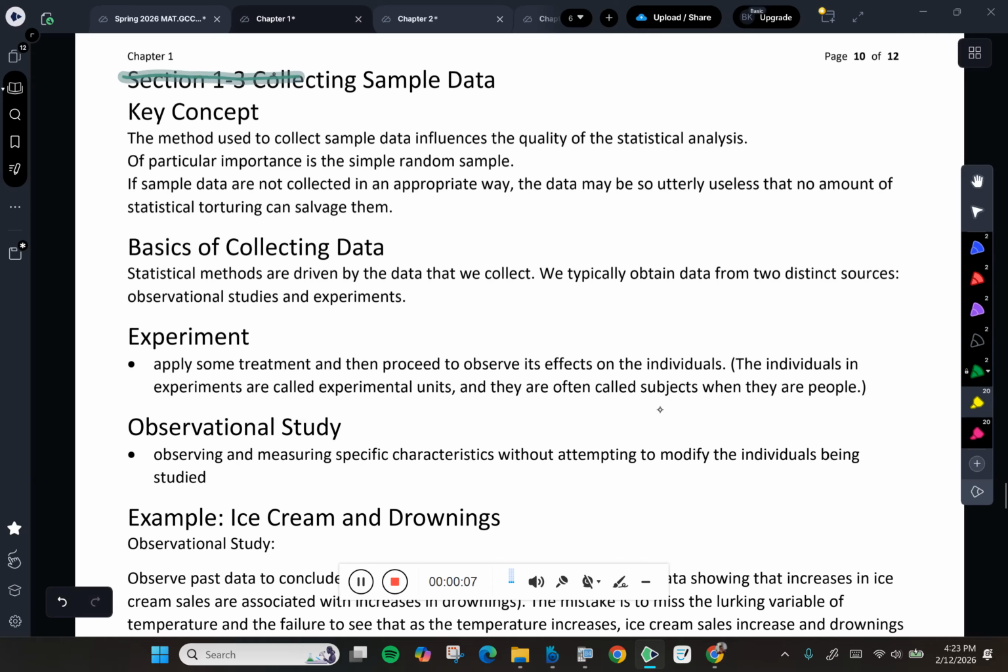Oh, wrong marker again. Wanted the highlighter for section 1.3.